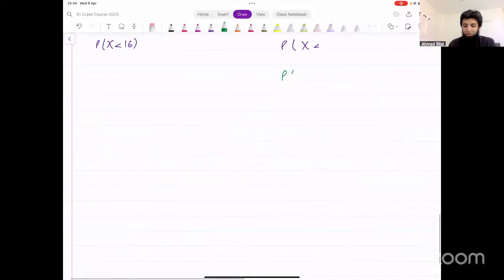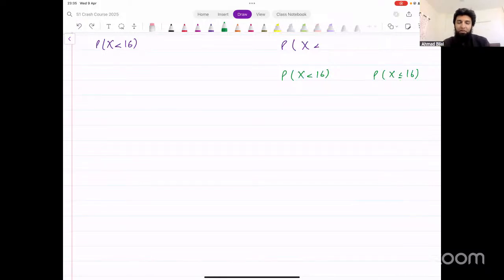In normal distribution, if you had x less than 16, or if you had x less than or equal to 16, would that make any difference? Less than 16 or less than or equal to 16, they will both be the same, right? We discussed this in the very first class: in normal distribution, the probability for the equal to case is 0. So if it's less than or less than or equal to, both of them mean the same thing.